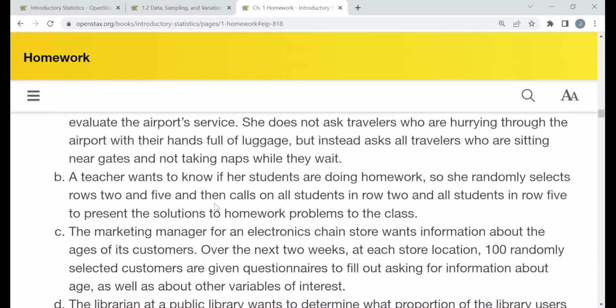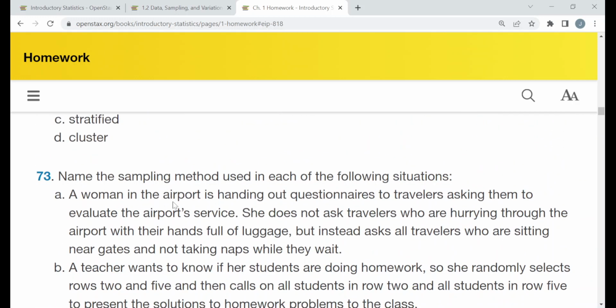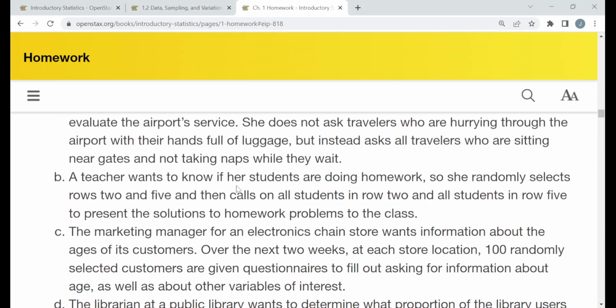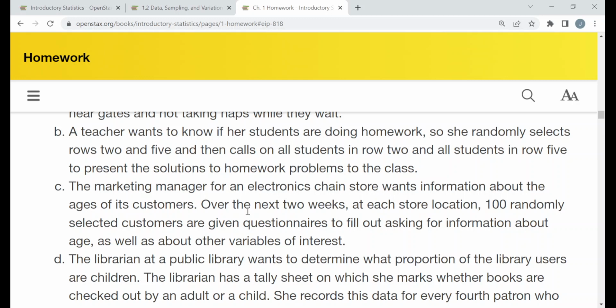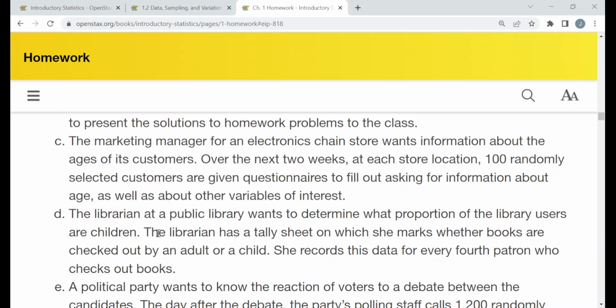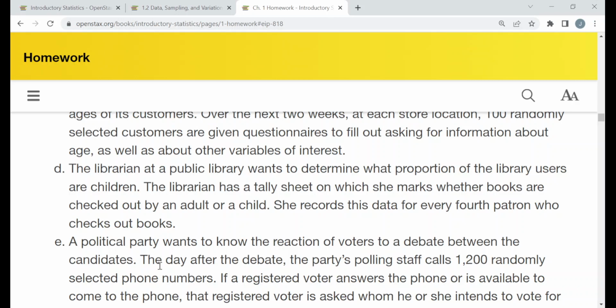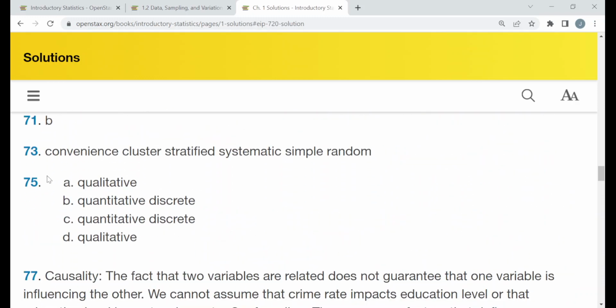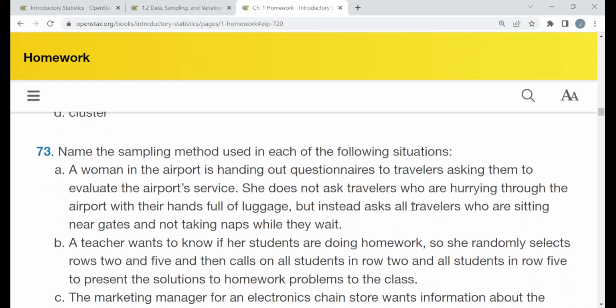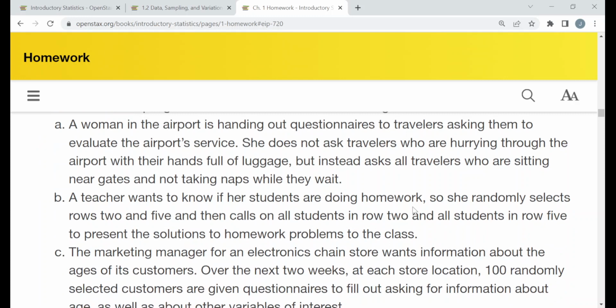So once again, we have A is convenience, B was cluster, C stratified, D systematic, and E simple random. Let's take a look. Okay. Convenience, cluster, stratified, systematic, simple random. Fantastic.